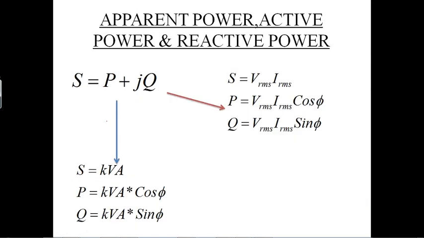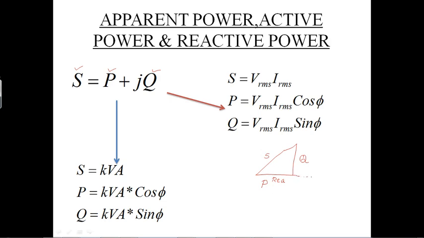See certain equations related to it. S is the apparent power, P is the active power, and Q is the reactive power. So S equals P plus jQ. According to the RMS values of voltage and current, we can write it like this. This is our power triangle. This was the real or active power, P. This is the Q part. This is the S part.